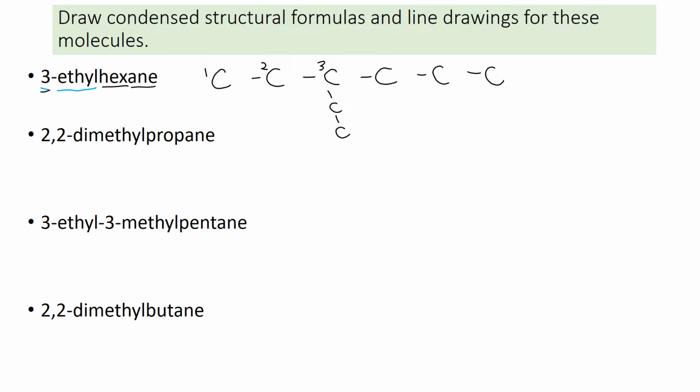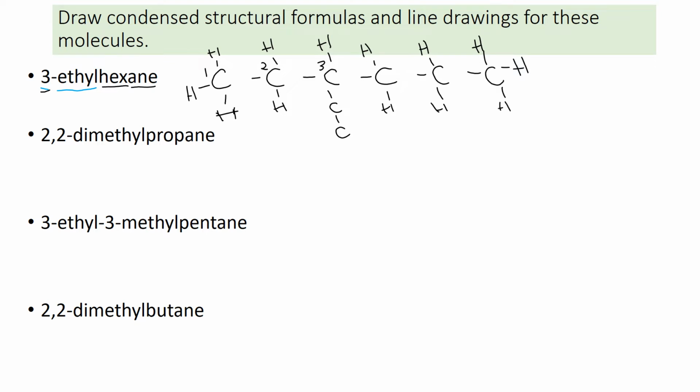And so here you have to remember that each carbon is going to get 4 bonds. So this first carbon has 1 bond, and so I'm going to add 3 hydrogens, and that gives me 4 bonds. My second carbon has 2 bonds, so it needs 2 hydrogens. The third carbon has 3 bonds, so it needs just 1 hydrogen. This carbon needs 2. This carbon needs 2. And our last carbon needs 3.